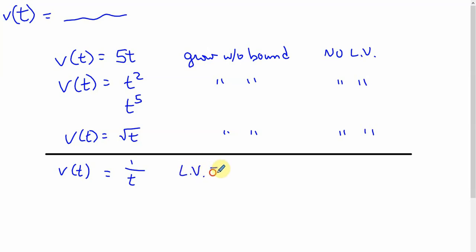So the limiting value equals 0. By the way, sometimes, especially when we're working with formulas, although it's not necessarily just with formulas, instead of saying limiting value, sometimes people just say limit. The limit equals 0.